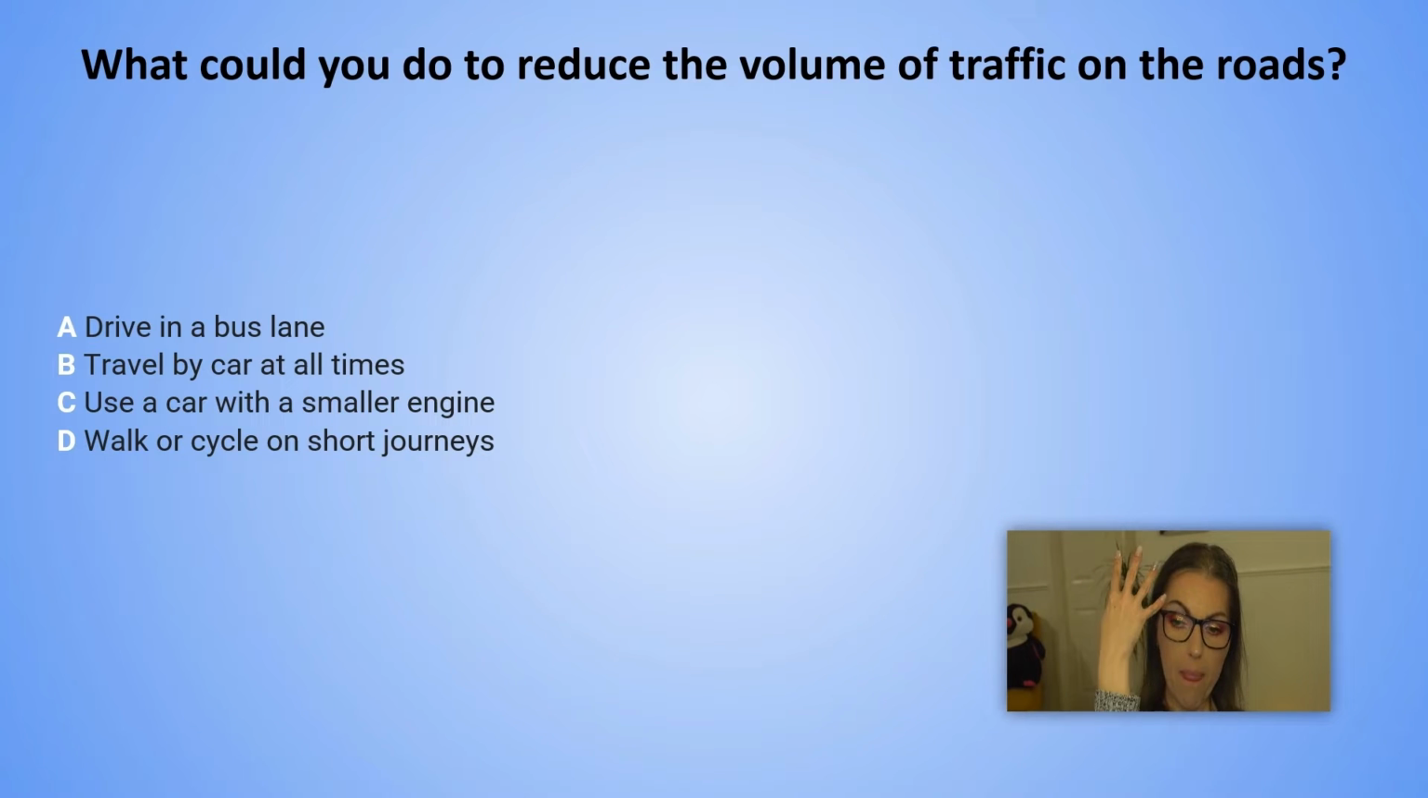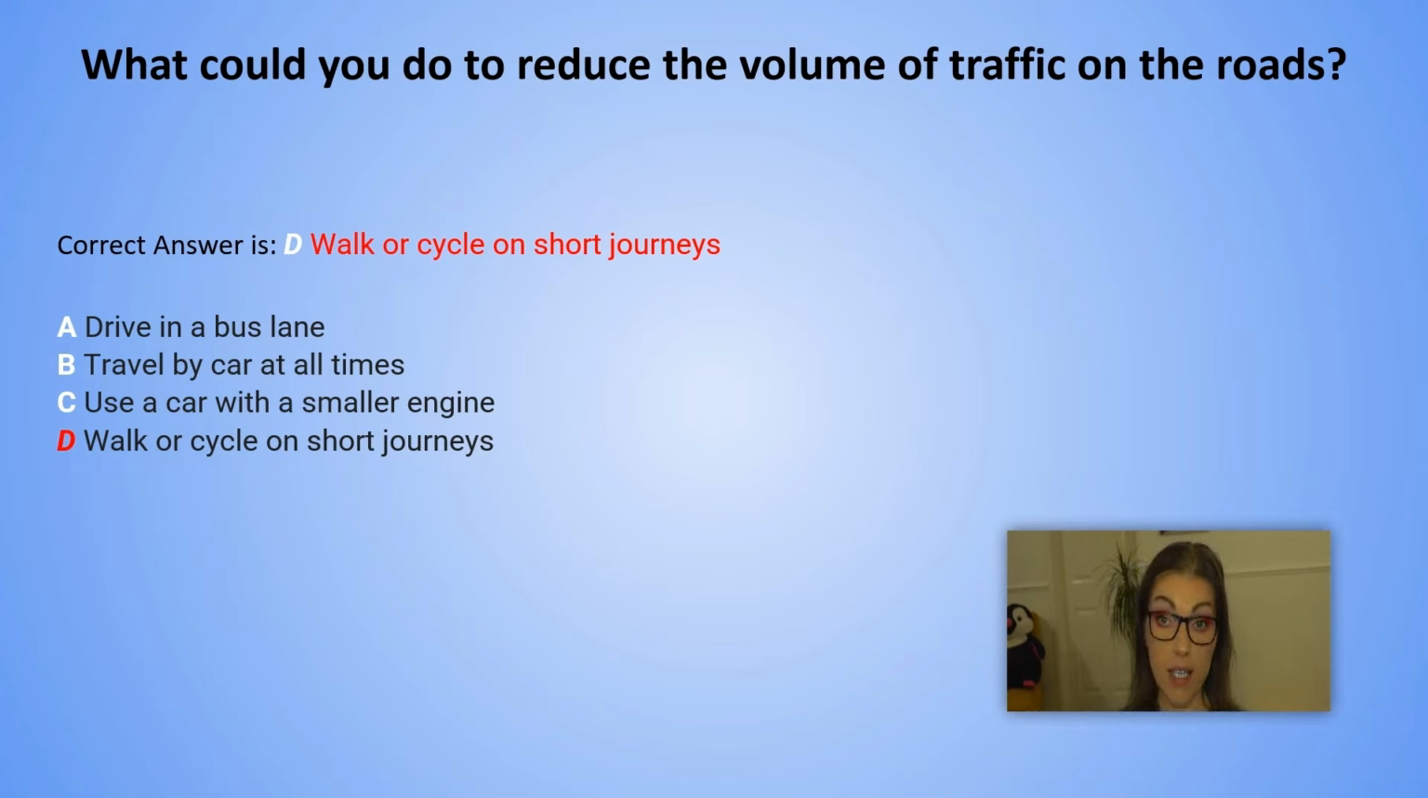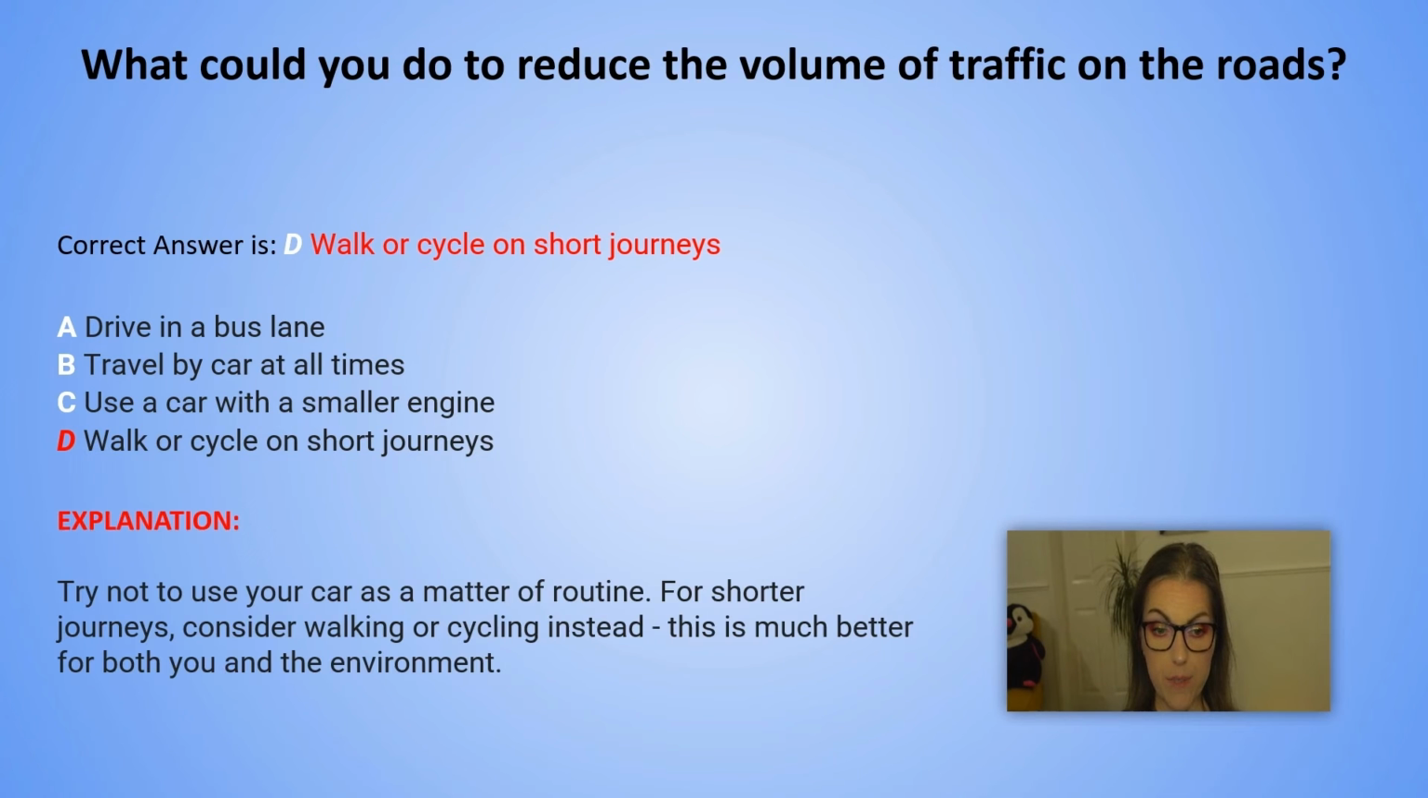5, 4, 3, 2, 1. The correct answer is D. Walk or cycle on short journeys. Explanation. Try not to use your car as a matter of routine. For shorter journeys, consider walking or cycling instead. This is much better for both you and the environment.